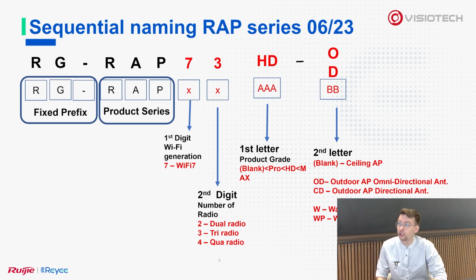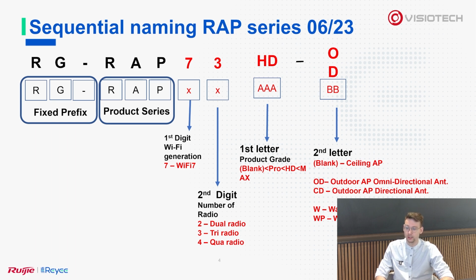Then the first digit, as I said before, in this series we also have the Wi-Fi 7 generation, not like in the other series. So here the first digit is basically giving us the indicator that it's a Wi-Fi 7 generation access point. Then we have the second digit, as in the other one as well, which depends on if you want a dual radio, a tri-radio, or even four of them. So that number is indicating this information.